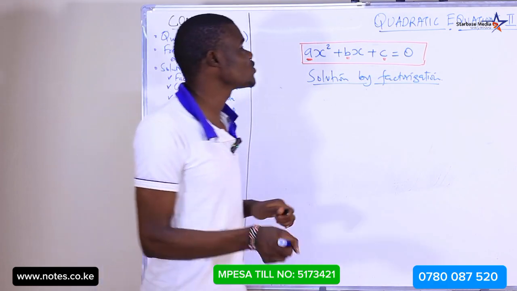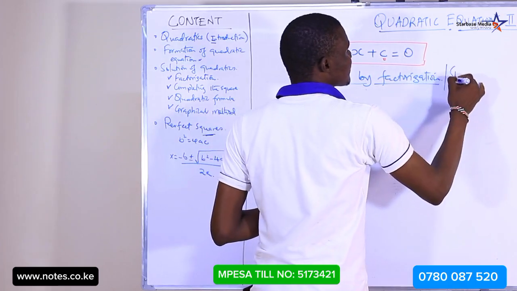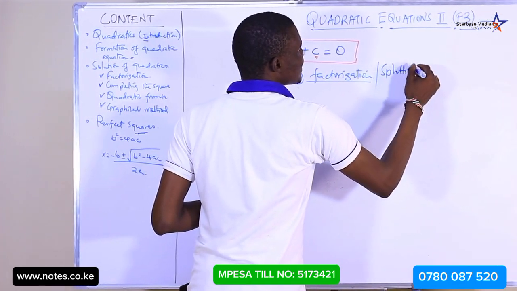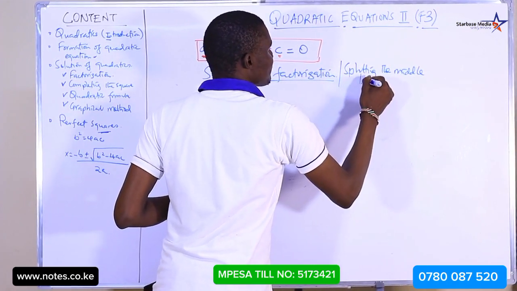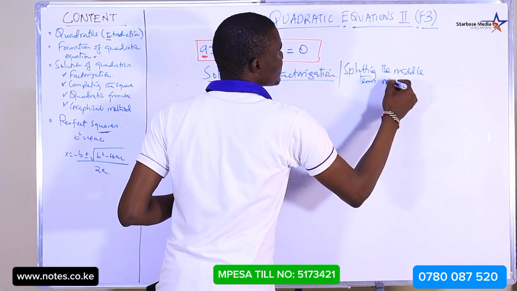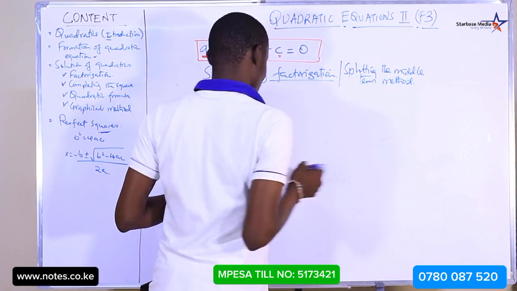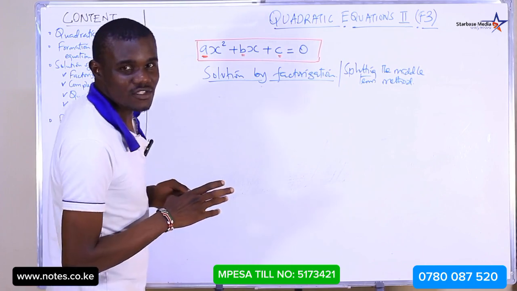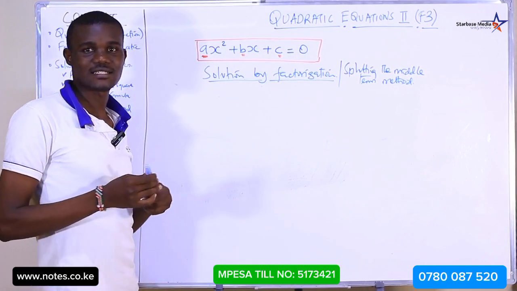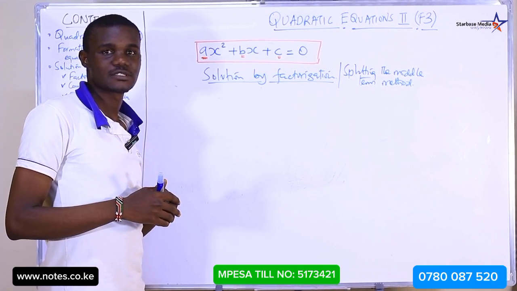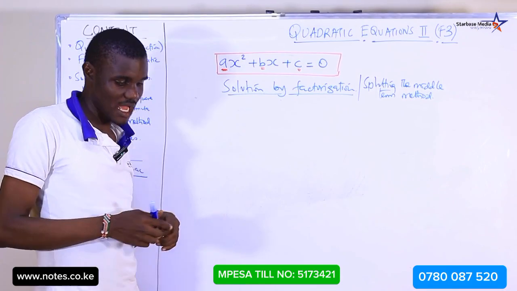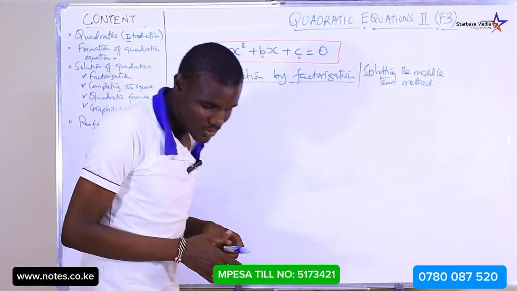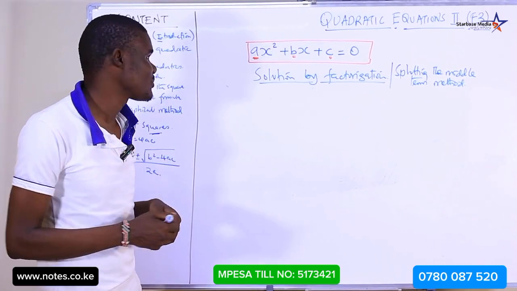Factorization method is also called the splitting the middle term method. In this method, we factorize. To factorize means to put in factors. Okay? Factorize means to put in factors. So we are going to check how factorization works, and we are going to start from a very simple example.